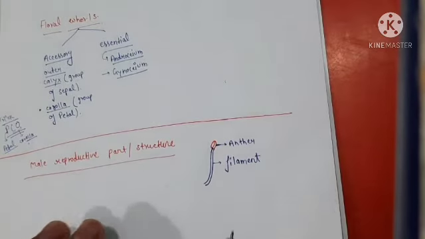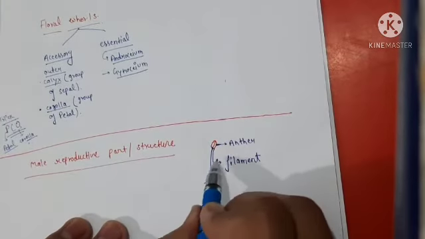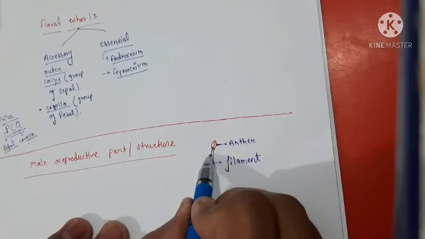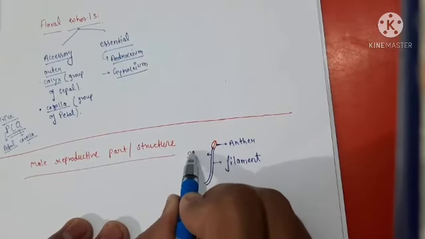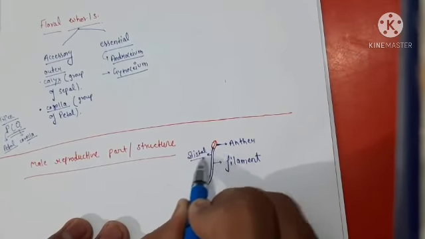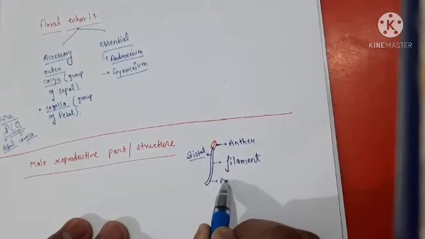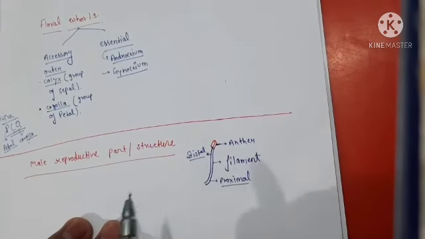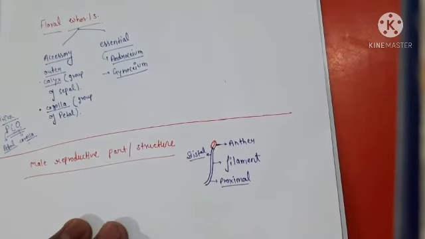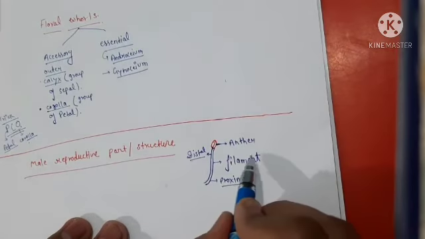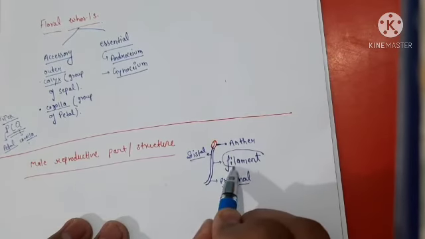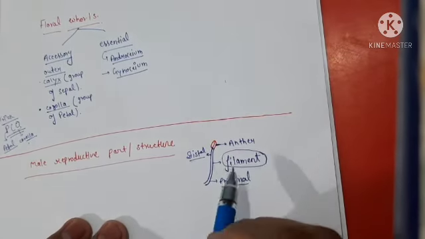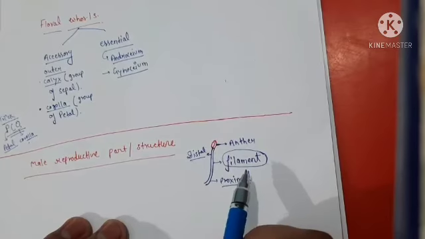So here filament has two categories. One is here, the distal part, and here is the proximal part. Okay. Filament has, I can explain in Hindi also.